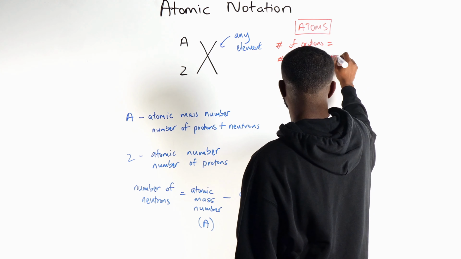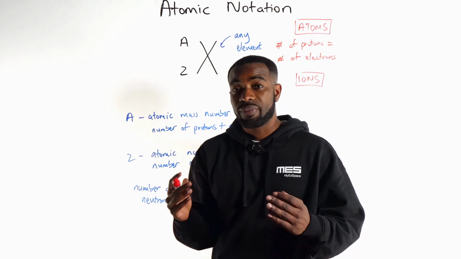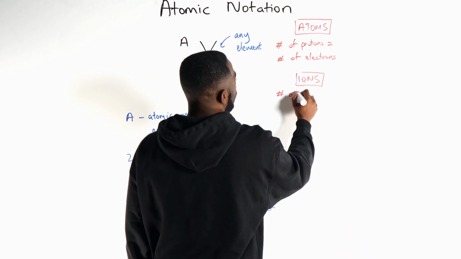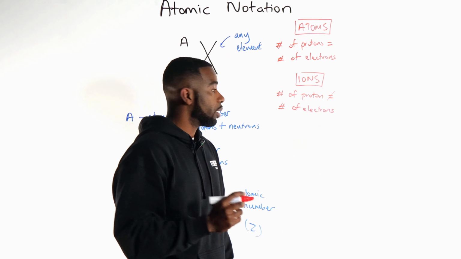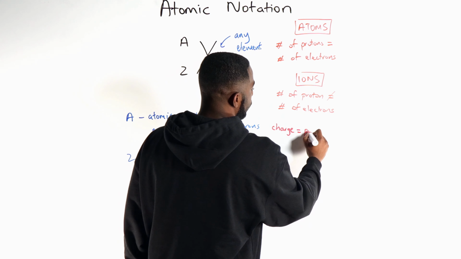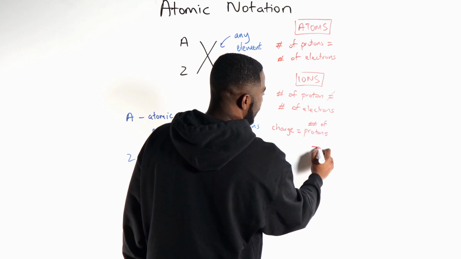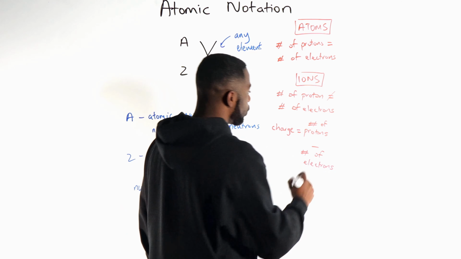That's in atoms only. But in ions, remember, how do we form ions? From atoms to ions, what we've done is we've lost or gained electrons. So in this case, the number of protons does not equal the number of electrons, and this is going to be very important in our example. What I usually do to work out the charge is: the charge equals the number of protons, take away the number of electrons. That will help you to work out the charge on these.